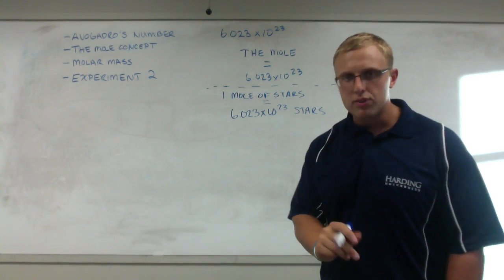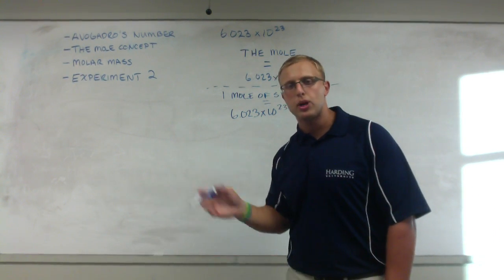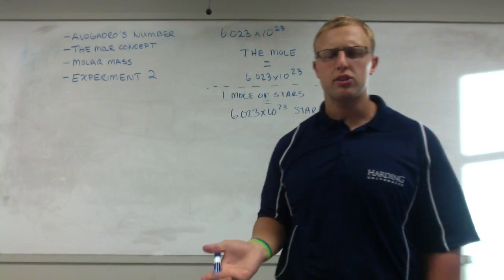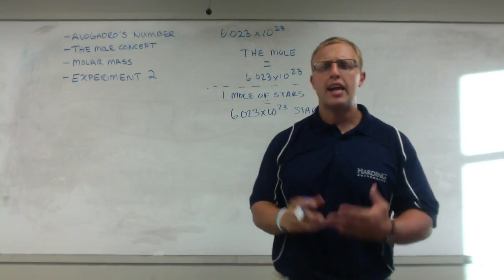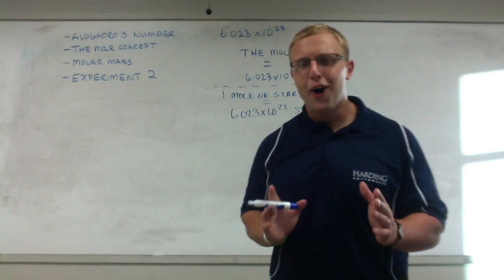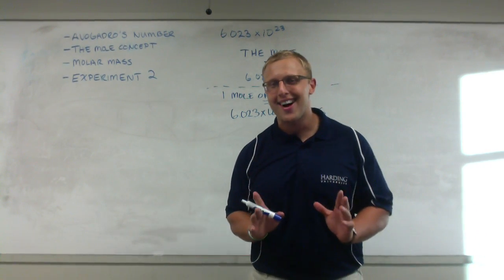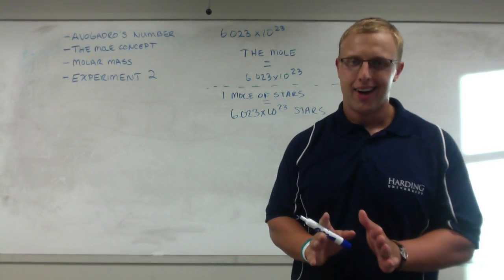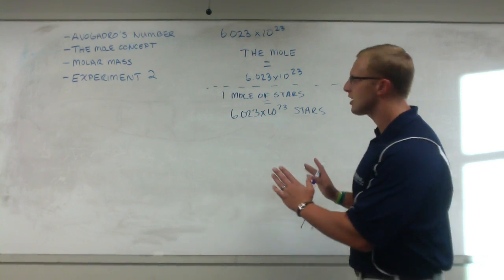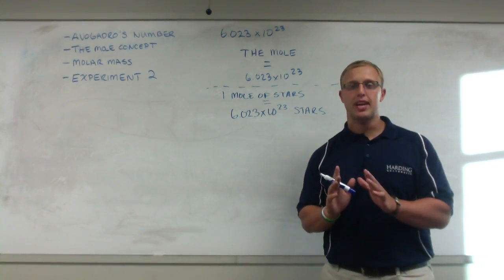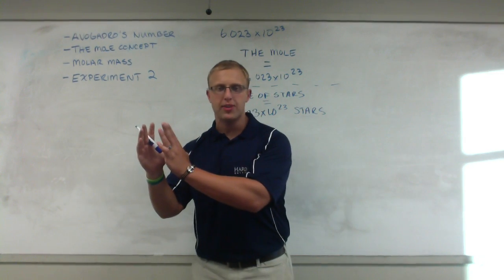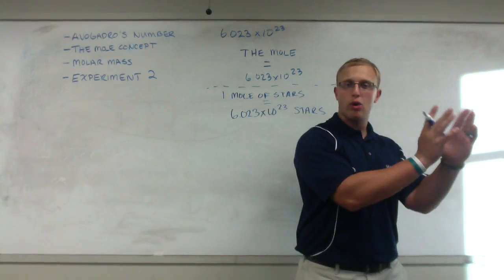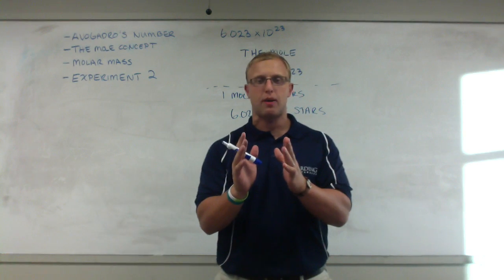So we say 1 mole of stars is equal to 6.023 times 10 to the 23rd stars. It's a really simple concept, and it should be easy to grasp. Although, I will say that it is one of the concepts that students struggle the most with. All right? This representation is very easy. It's a simple relationship. 1 mole of something equals 6.023 times 10 to the 23rd of something.